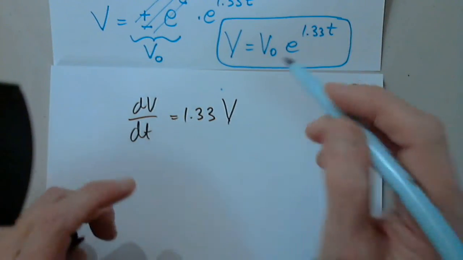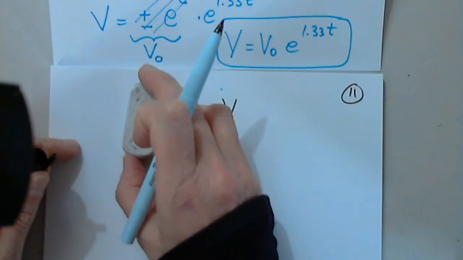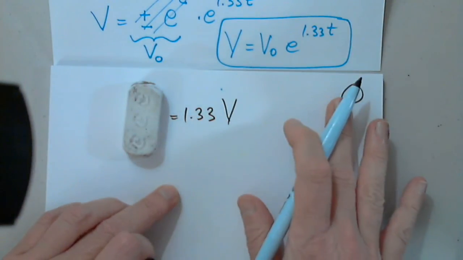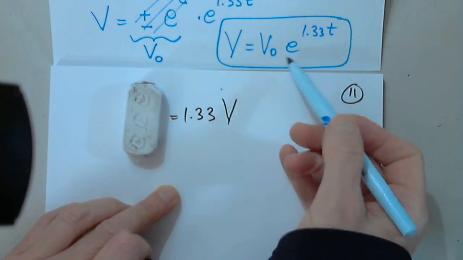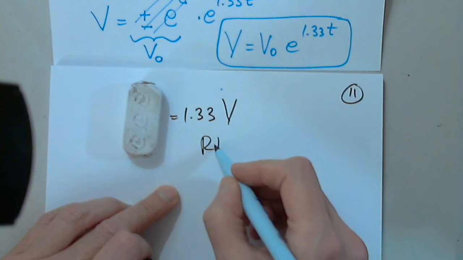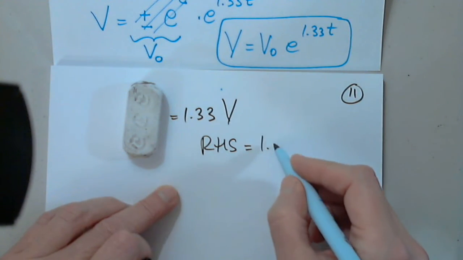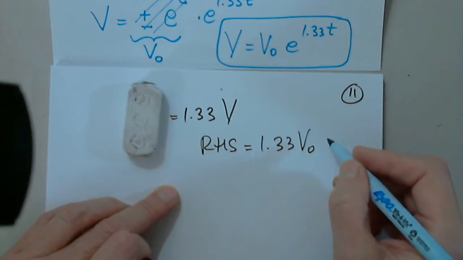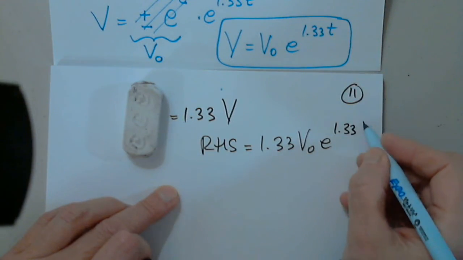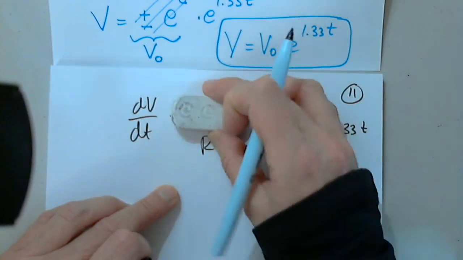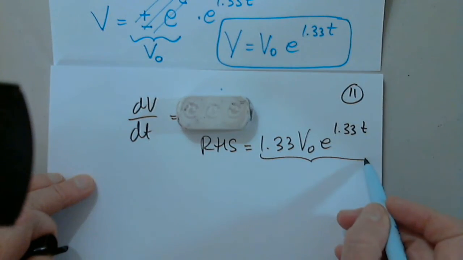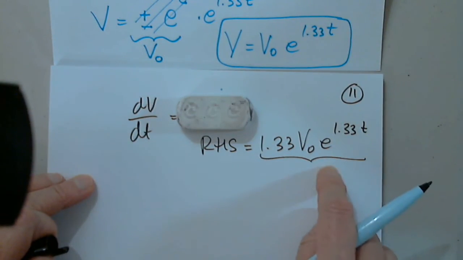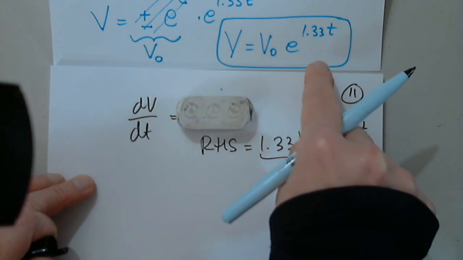So first of all, the right-hand side is very clear, right? So what do I have? 1.33 times this. So the right-hand side equals 1.33 v0 e to 1.33 t. I'm done with the right-hand side. Now I have to work on the left-hand side and show that it's this. If I cannot show that it's this, then that is wrong, right?